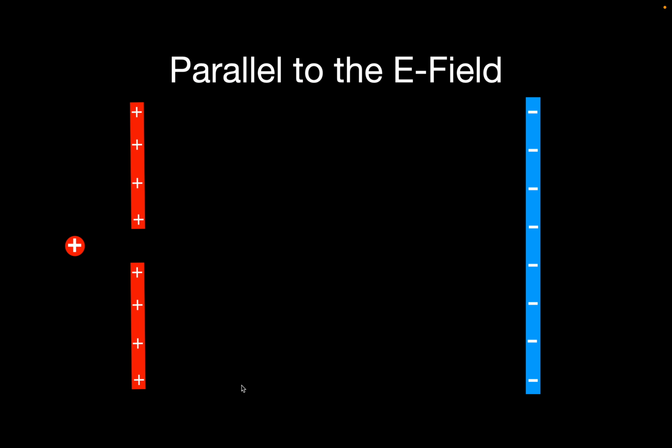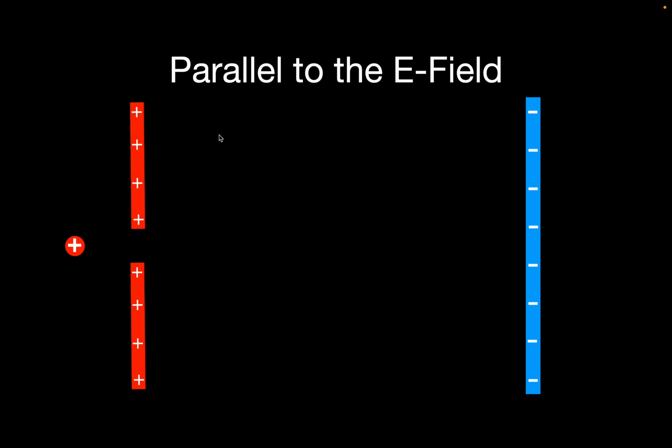And here we go. We're going to talk about 4 different cases. We're going to talk about the motion of charged particles parallel and perpendicular to the electric field. And then we're also going to talk about the motion of charged particles parallel and perpendicular to the magnetic field.